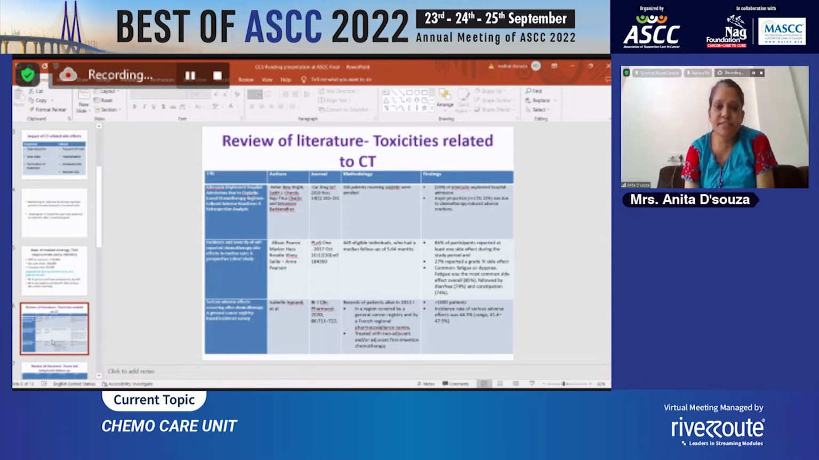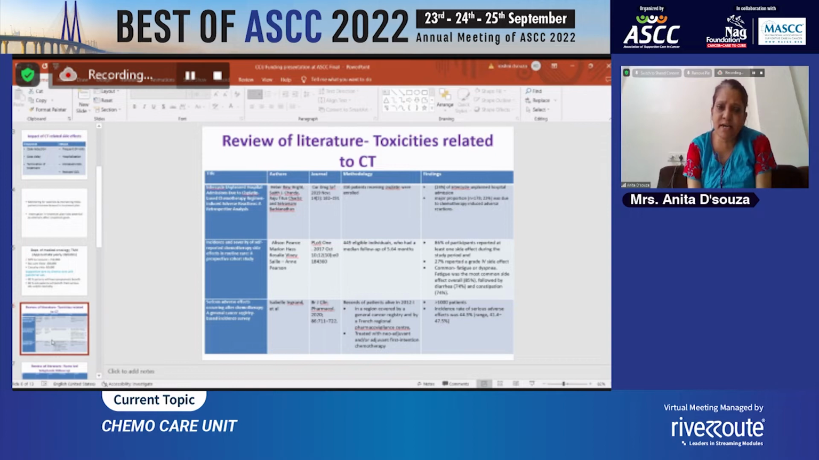The review of literature has shown the following with regard to toxicities related to chemotherapy. A study done by Heber et al. on intercycle unplanned hospital admission because of cisplatin enrolled 316 patients, and it was seen that 24% of the patients had intercycle unplanned hospital admissions, and a major proportion, that is 23%, was because of chemotherapy-related toxicities.